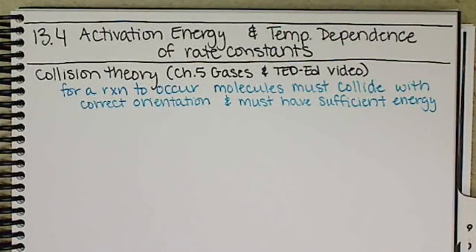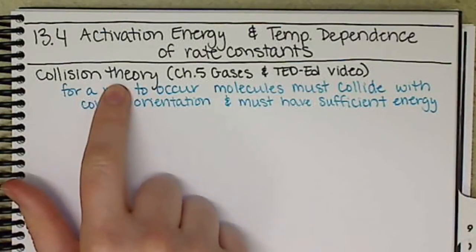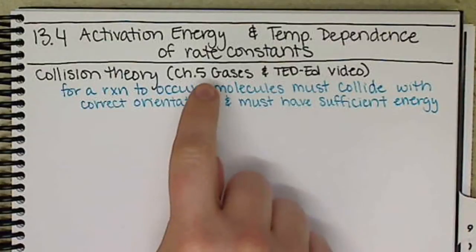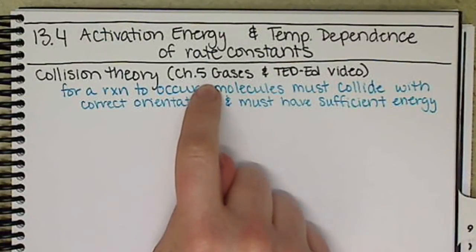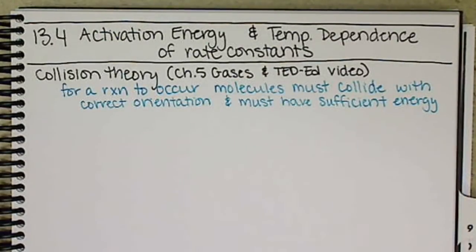So if we're talking about our activation energy and our temperature dependence of our rate constants, first we want to remind ourselves of collision theory, which we've covered in Chapter 5 for our gases, and it was also covered in that TED Ed video that I had you watch at the beginning of this chapter. What collision theory essentially deals with is that for a reaction to occur, our molecules have to collide with the correct orientation and they have to have sufficient energy.